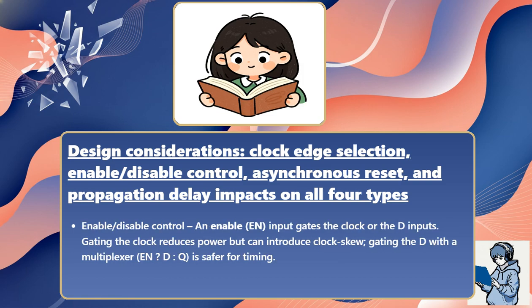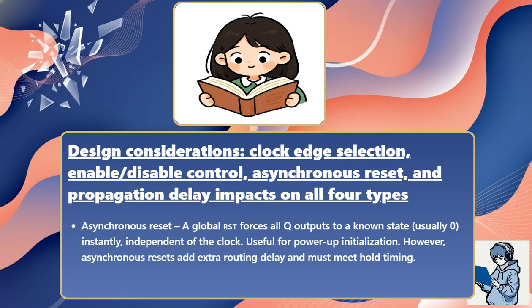Enable/disable control. An enable, EN, input gates the clock or the D inputs. Gating the clock reduces power but can introduce clock skew. Gating the D with a multiplexer, D = EN ? D : Q, is safer for timing. Asynchronous reset. A global reset forces all Q outputs to a known state, usually 0, instantly, independent of the clock. Useful for power-up initialization. However, asynchronous resets add extra routing delay and must meet hold timing.